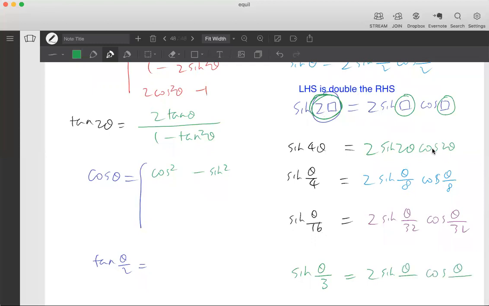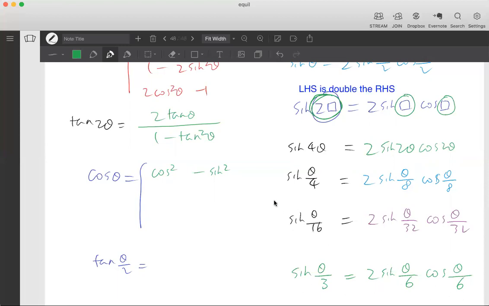Where does 9 come from? Because isn't it double? When you double 3, it becomes 9. That's triple, right? Oh, double, sorry, 6. So sine theta over 6, cos theta over 6. Okay. Did you get it now? Yes, thank you.